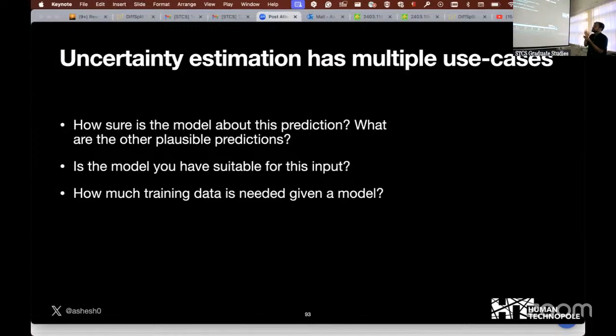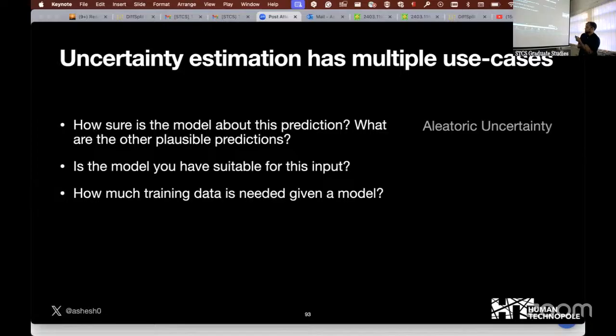So in general, uncertainty estimation has multiple use cases. For example, you can ask, can you give me multiple predictions for this input? Or you can ask, you have a pre-trained model, you have an input. Is this input suitable for this model? In the sense that, is this input out of distribution with respect to the data on which this model was trained? And you could also ask how much training data you need to train a given model, because this is important in biological and biomedical domains, because data acquisition is sometimes costly.